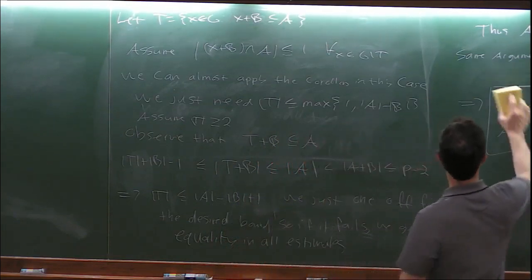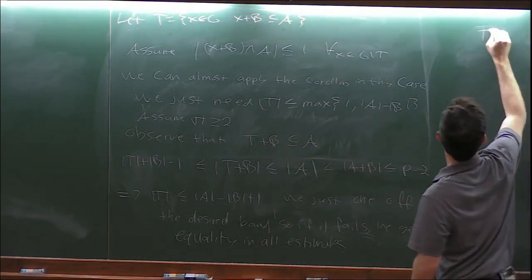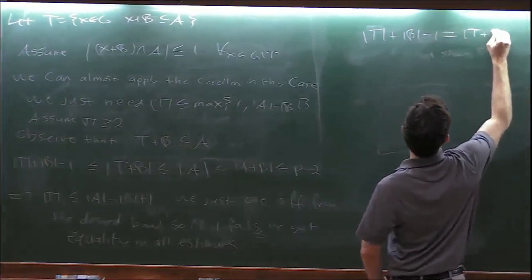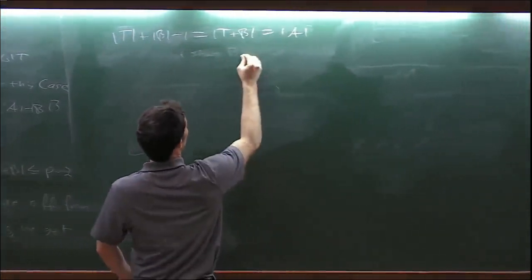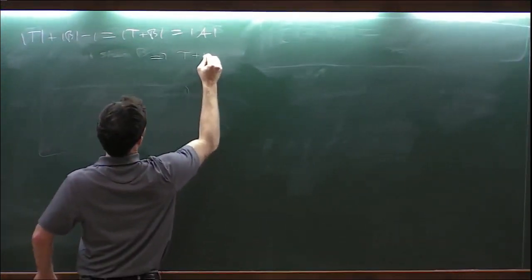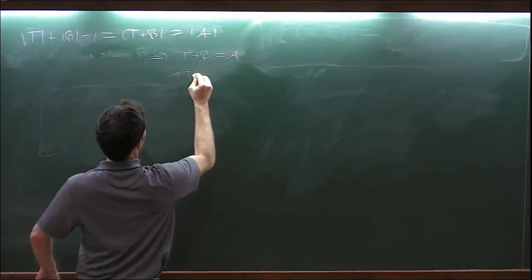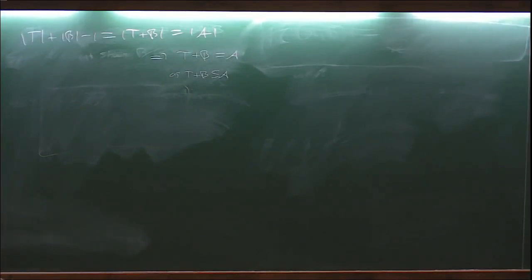What's that going to mean? Well, that means T plus B minus 1 equals the cardinality of T plus B, which equals the cardinality of A. And that latter one means that T plus B has to equal A because it's contained in it, right? So if it has the same size as inside it, it's got to be the same set.